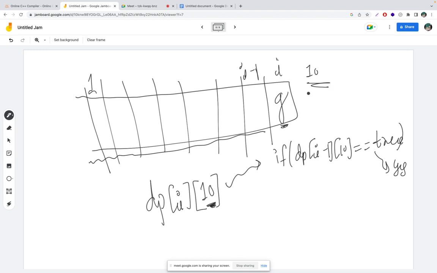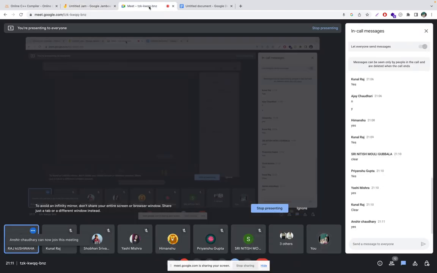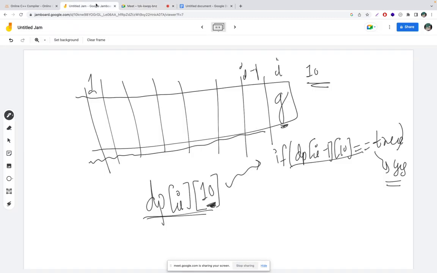Guys, everyone write in the chat if this thing is clear. dp of I of 10 will only be yes if and only if one of the conditions holds: if dp of I minus 1 of 10 is true, then we can say dp of I of 10 is also true. Is this thing clear? Raj, is this thing clear? Everyone in the chat please write. Very good.